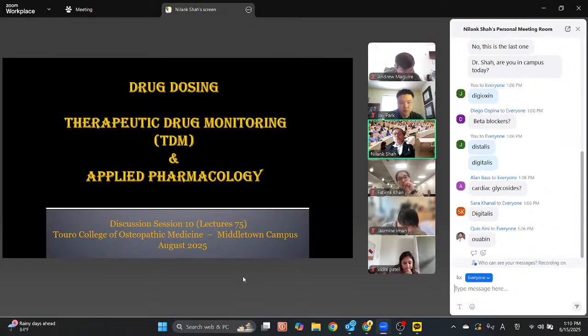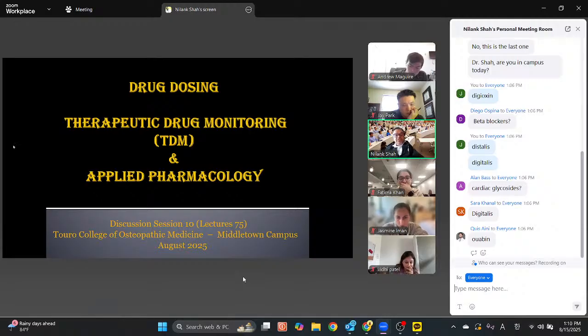Being tomorrow's physician, you have to understand the concept of therapeutic drug monitoring, because you have to prescribe the drugs, and you have to understand the concept of drug dosing, which is loading dose and maintenance dose of the drug. So with that foundation, with that idea, I will move forward.